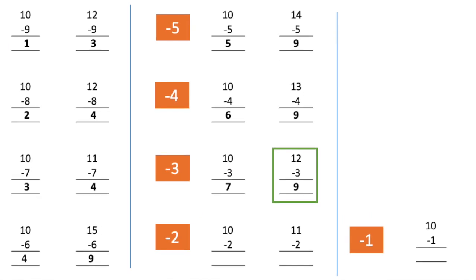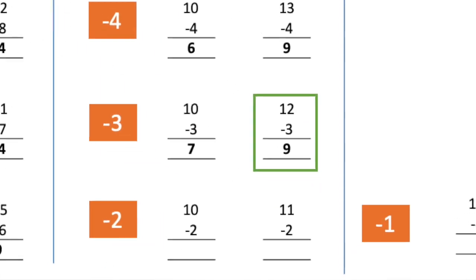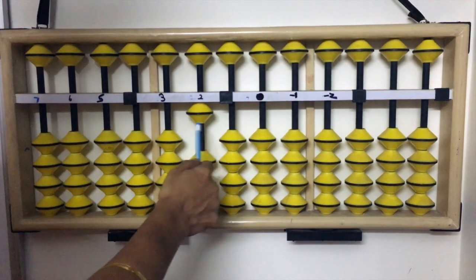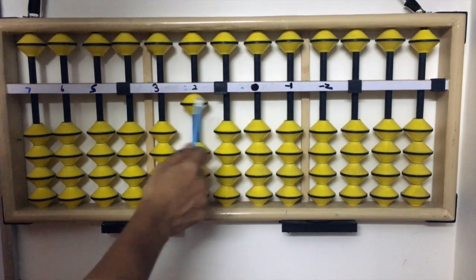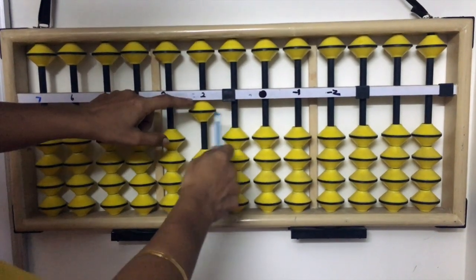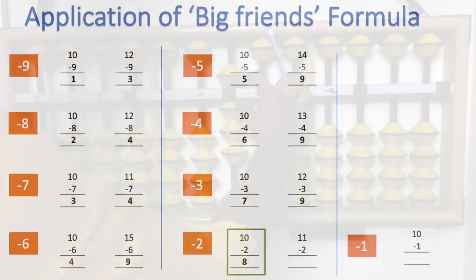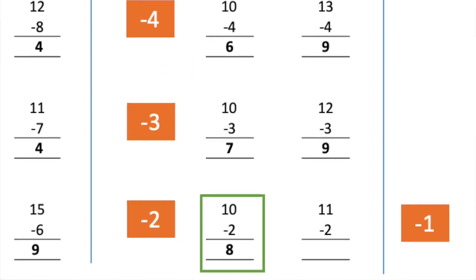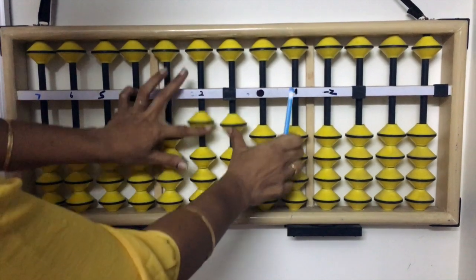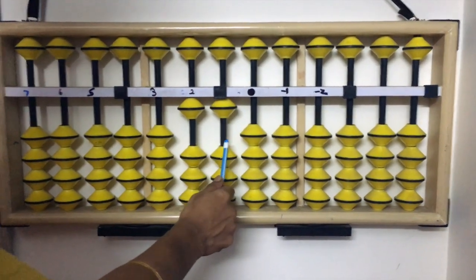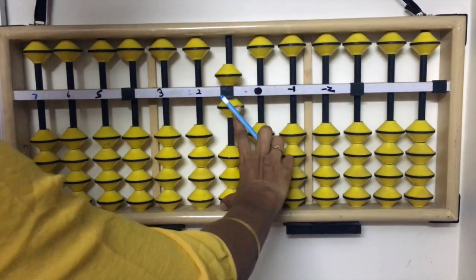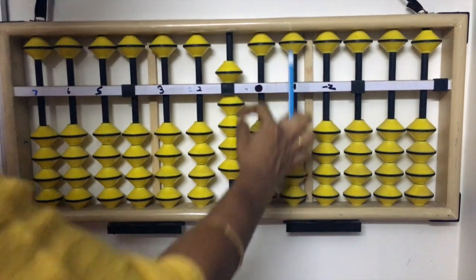Next, minus 2. Now we are going to do minus 2. 10 minus 2. How to do? Friend of 2 is 8. So to do minus 2, minus 10 plus 8. So the answer is 8. Next, 11 minus 2. 11 minus 2 is minus 10 plus 8. So the answer is 9.